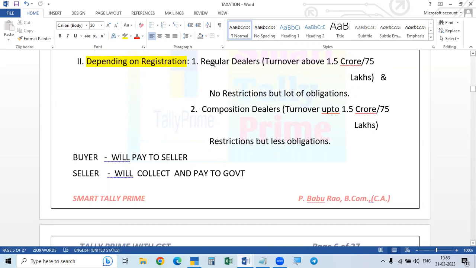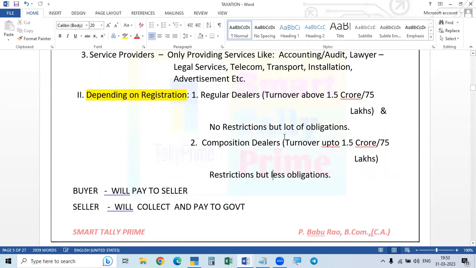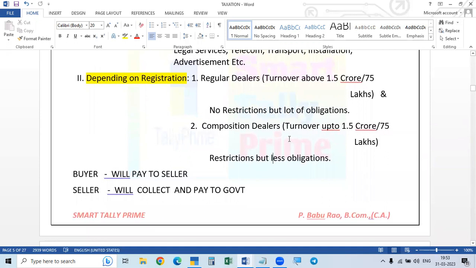Generally, we follow regular dealers only. After completing the regular dealers completely, then we will go to the composition scheme and how they maintain the accounts, how to show in the books. That will come, and then we will learn again. But now just to learn about the theory. That is, no ITC available.